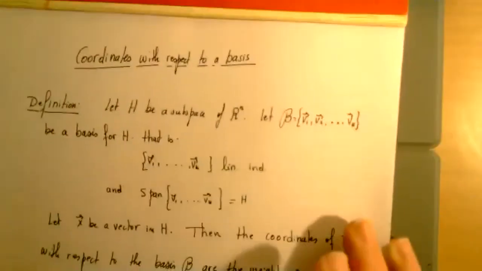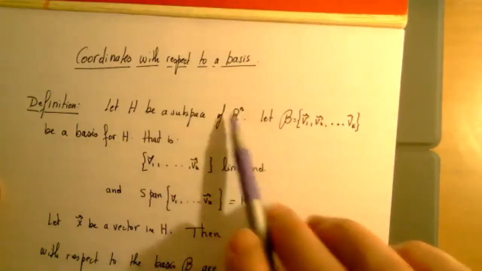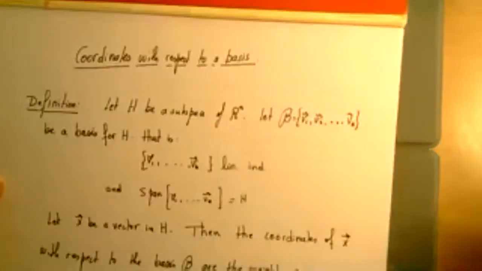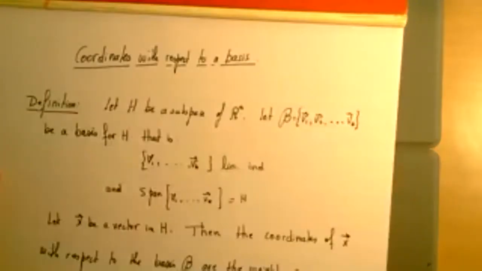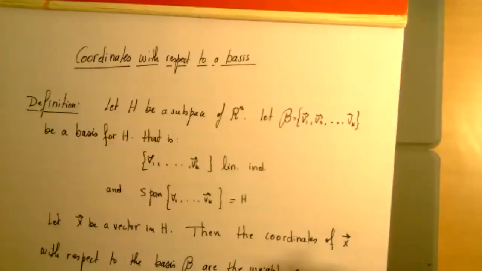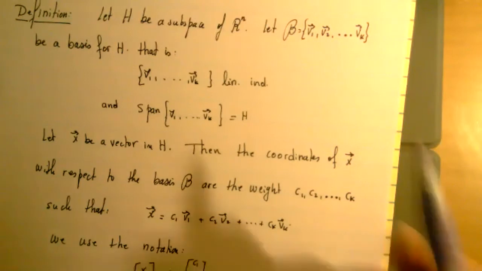So what's the coordinate with respect to a basis? Suppose H is a subspace of Rn. Again, as I always said, for us to grasp subspaces, at least we can think of subspaces of R3. Line through the origin, plane through the origin, all of R3. So we can have kind of a picture in our mind. All of R2, that's a subspace.